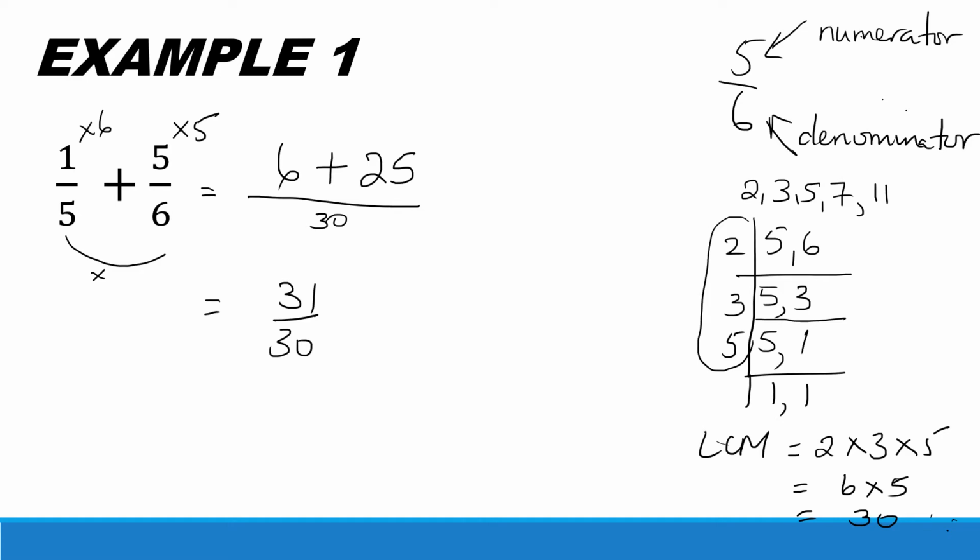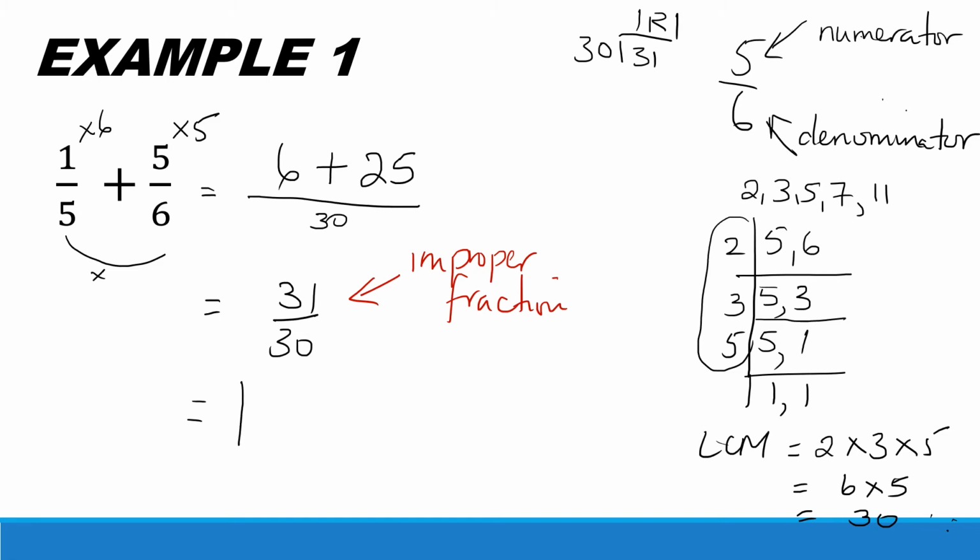Now this fraction is an example of an improper fraction. Top heavy, the numerator is bigger than the denominator. So we're going to write it in its lowest terms. So how do we do that? We convert this improper fraction to a mixed number. We do that by saying 30, I'm going to do it over here, into 31 is 1, remainder 1. So we're going to get 1 whole, and the remainder will be 1 over 30.